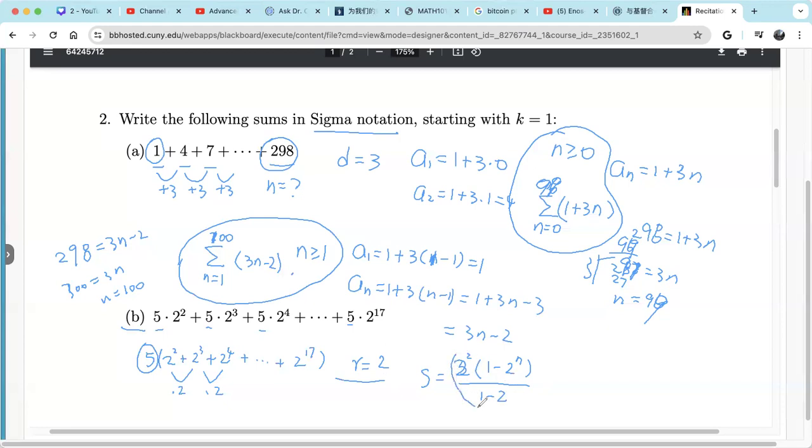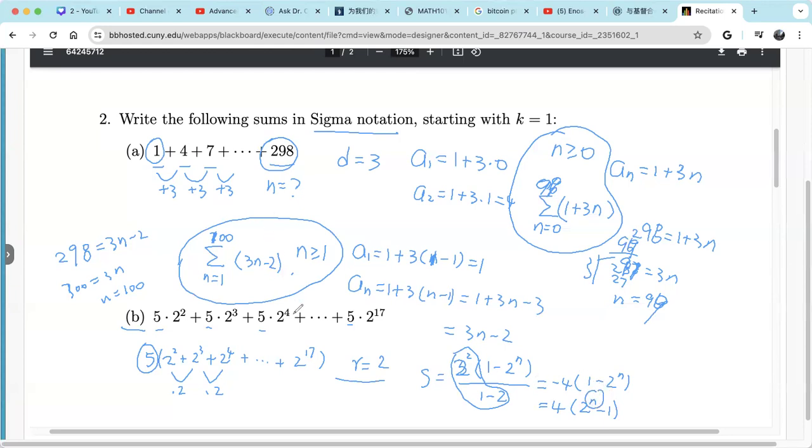Okay, let's simplify those two first. 2 squared is 4. 1 minus 2 is -1. So we'll get a -4 times 1 minus 2 to the nth power. Right? We change this a little bit. Multiply -1 to the inside. Have 4 times 2 to the nth power minus 1. Now, we need to find the n. Right? We need to find this n here.